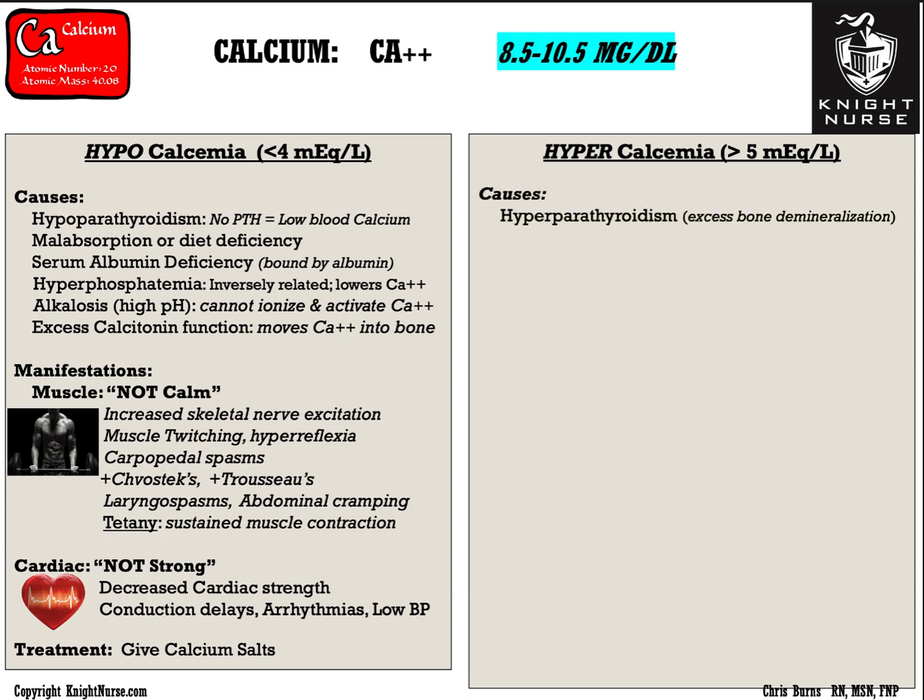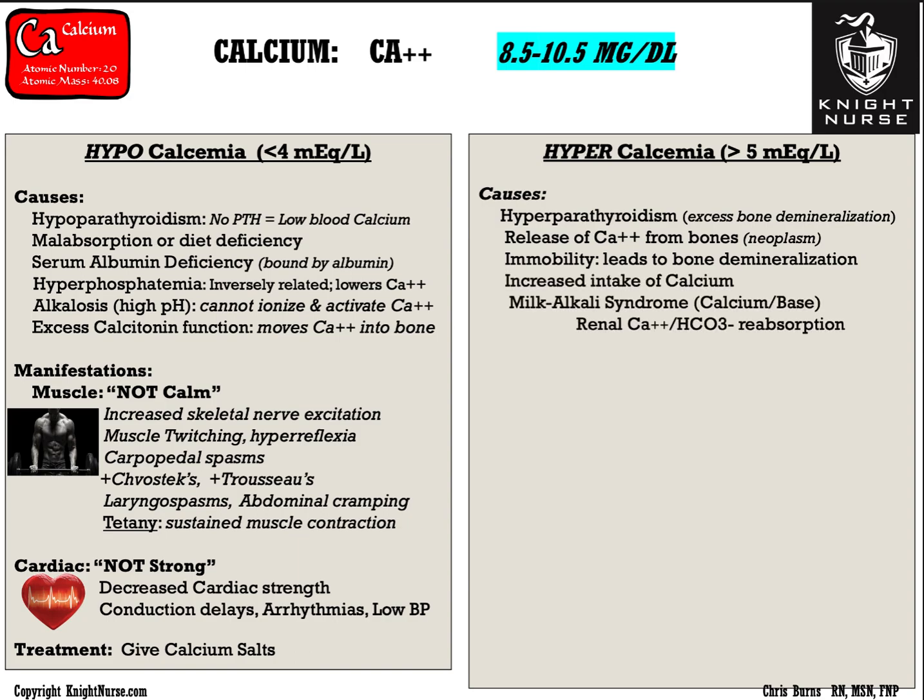Hypercalcemia, the causes are parathyroid related. Hyperparathyroidism will cause excess bone demineralization and dump calcium into the bloodstream, causing hypercalcemia. Hyperparathyroidism equals hypercalcemia. So any other release of calcium from the bones, like from a cancer, or immobility, will lead to bone demineralization. Increased intake of calcium will increase calcium. And then there's this milk-alkali syndrome thing that happens, you'll learn in pharmacology with some of your medications, that causes a mess up where calcium goes high.